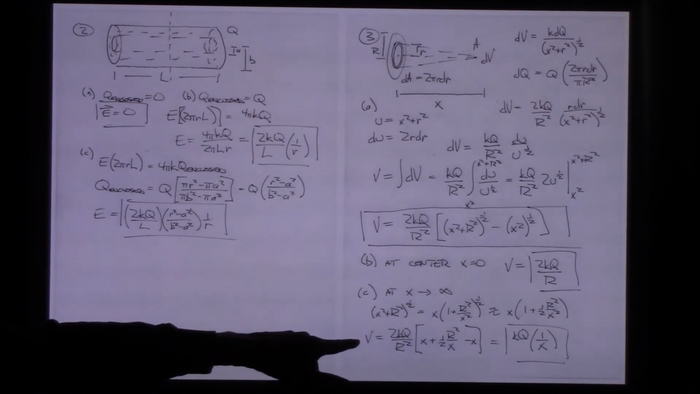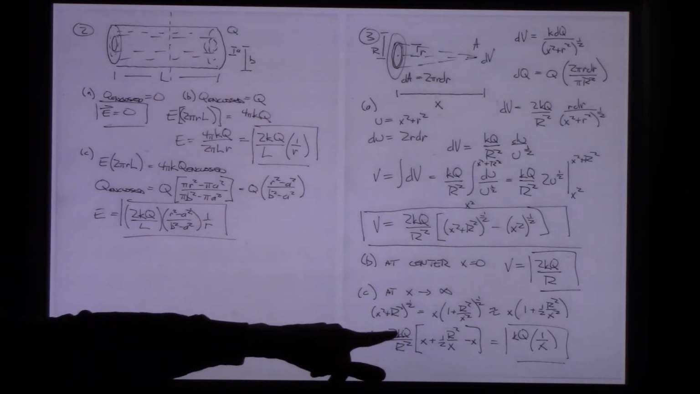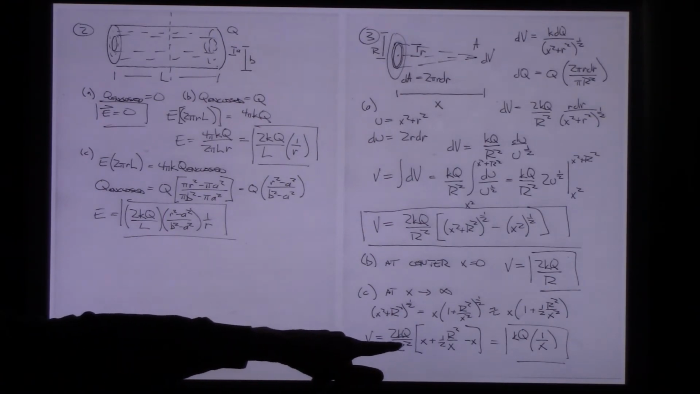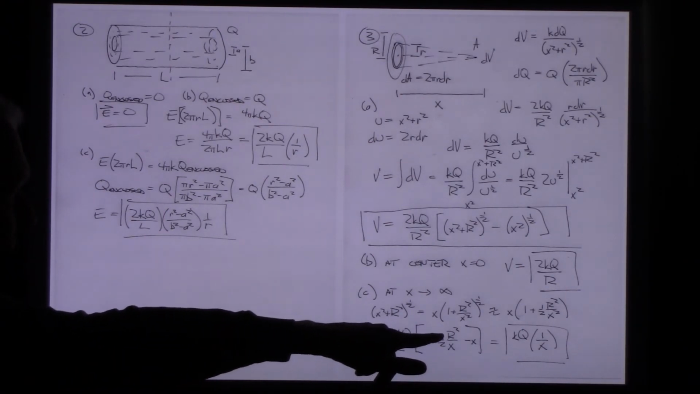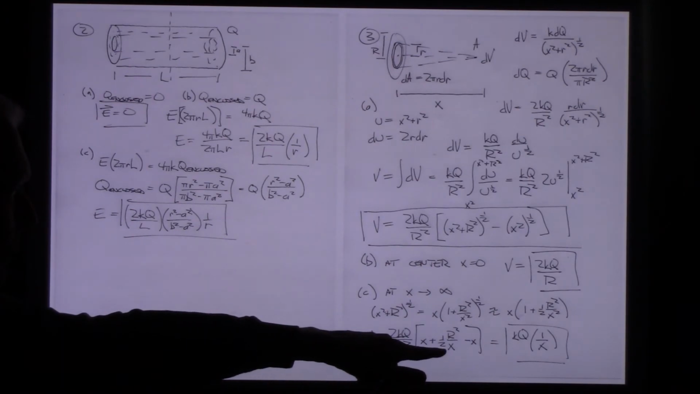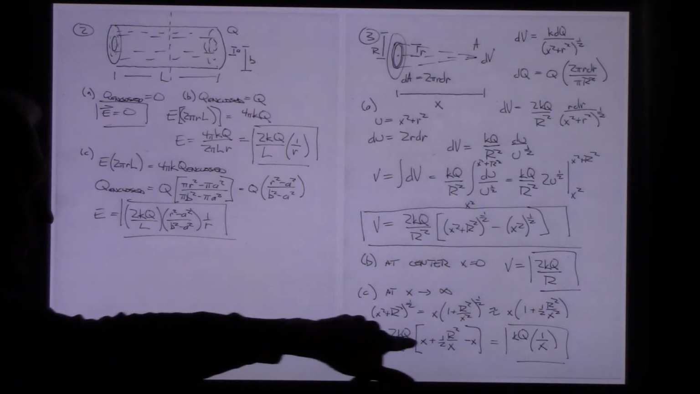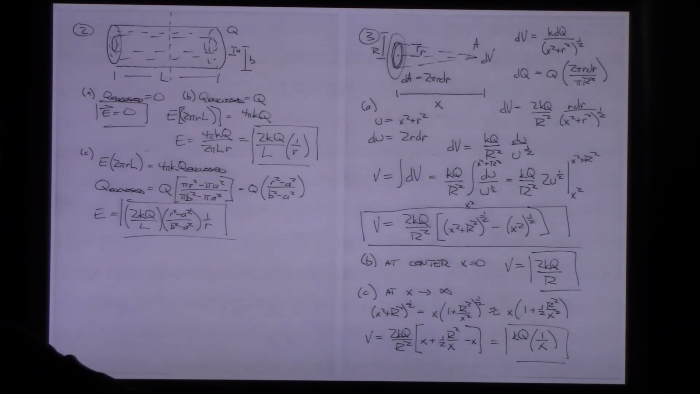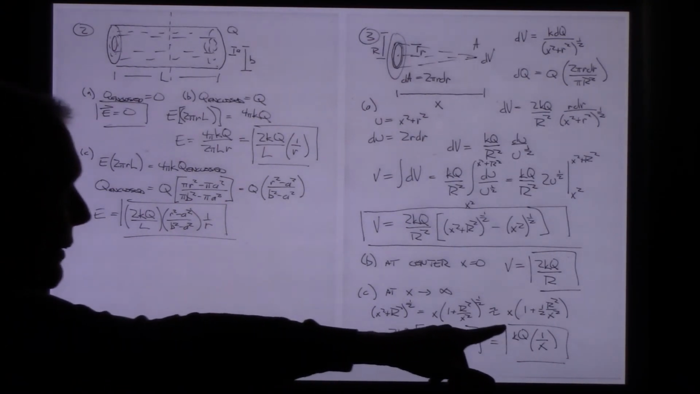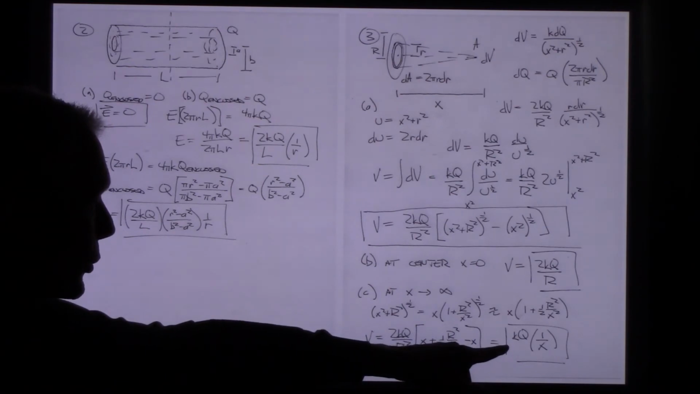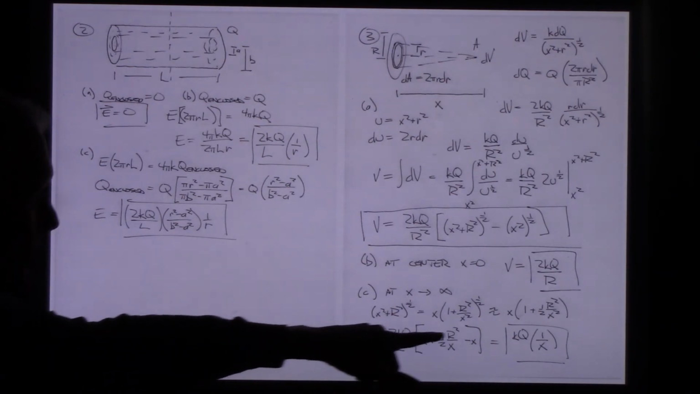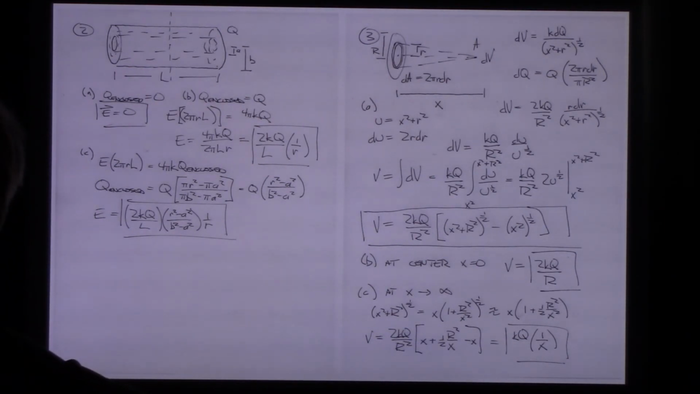And so the potential that I'm getting here, 2kq over r squared, I've got an x plus 1/2 r squared over x when I multiply that through. The x's, the big pieces, cancel out. And so what we're left with is kq, and the r squareds cancel too, kq over x. And kq over x looks like we're back to a point charge formula.